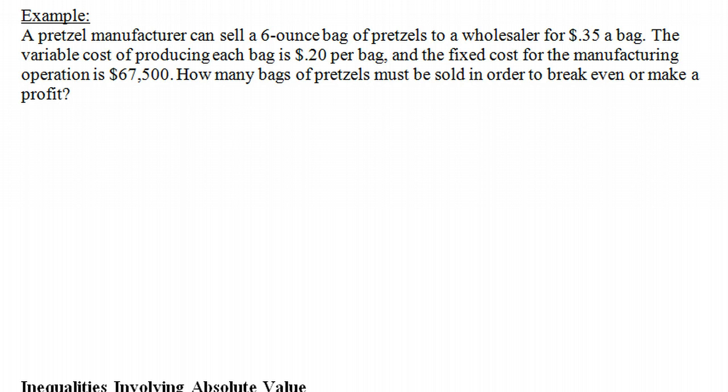Now let's see if we can understand this problem. First of all, they make 35 cents a bag. That's what they sell a bag of pretzels for. So if they sell 100 bags of pretzels, they would make $35 in revenue. The revenue is the amount of money that's coming in from the sales. Of course, they can't just make a bag of pretzels for free. It costs them some money, about 20 cents per bag. So again, if they sold 100 bags, they would make $35 from the sale of those bags, but it would cost them $20 to make them.